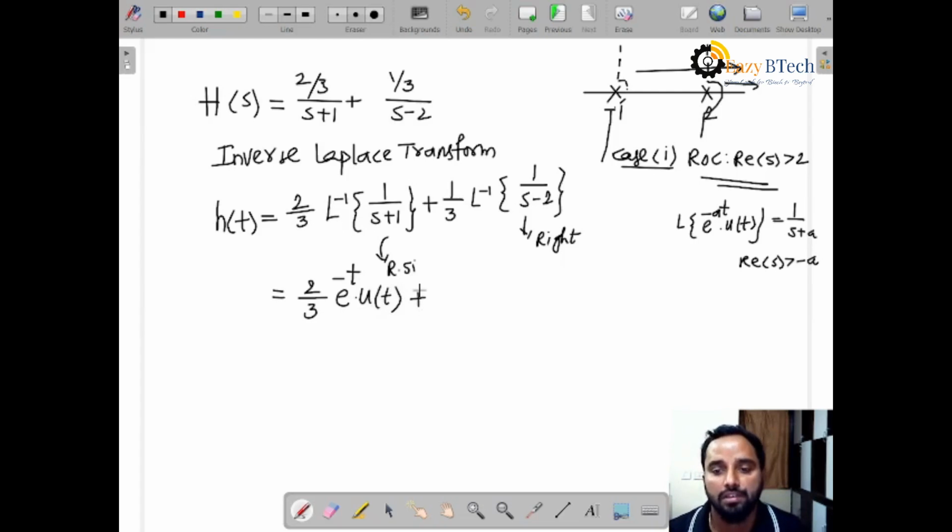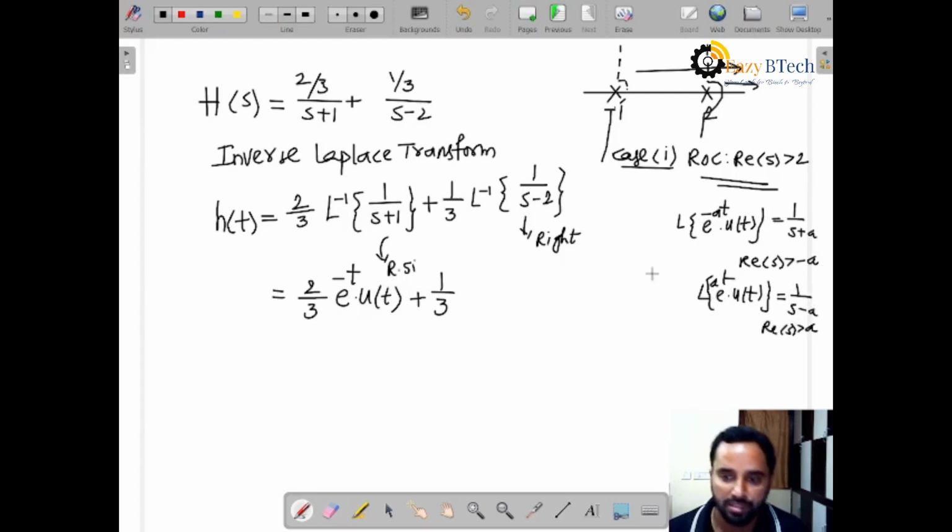Plus 1 by 3, 1 by s minus a. So for 1 by s minus a, it is e power at u of t, and the ROC is real part of s greater than a. Same format, 1 by s minus 2 here, a is equal to 2. So e power 2t, right sided means u of t. Right? So this is case 1.